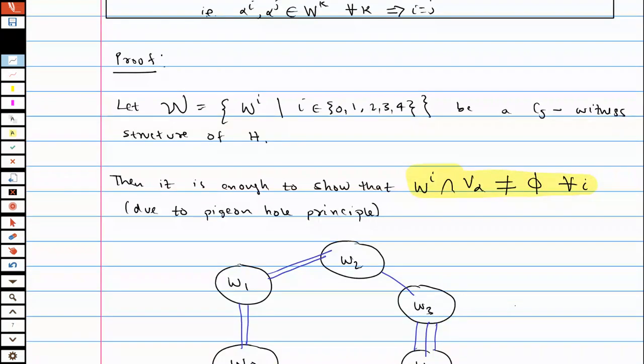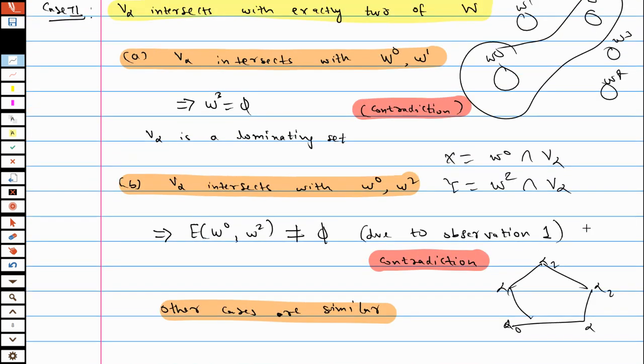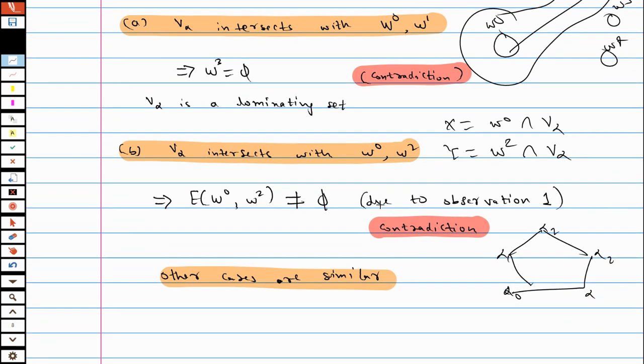I'm saying that since V alpha was already a cycle, previously a cycle, and we are partitioning it into two sets, there will be an edge between W0 and W2. That is a contradiction, because we can't have an edge here. And all the other cases are similar.